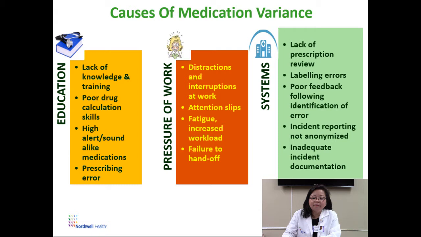So let's review the causes of medication variance. One could be education: the lack of knowledge and training, poor drug calculation, making sure we are calculating it correctly, high alert sound-alike medications, prescribing errors. The other thing is the pressure of work. You guys get to work 12 hours, so you may work 2 days in the beginning and you may not work again, or sometimes you like to work 3 days in a row of those 12 hours. So the fatigue of that increased workload, distractions and interruptions during your work, failure to hand off, making sure you're communicating well between one handoff to the next when you're doing your patient handoff to each other.